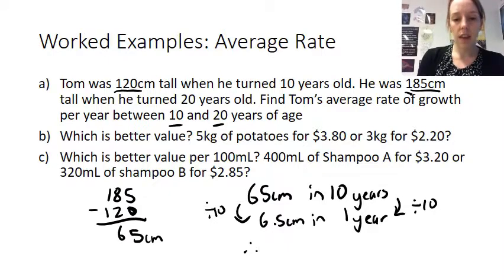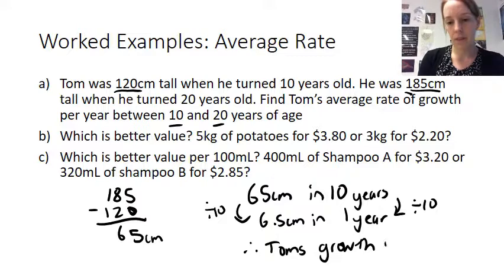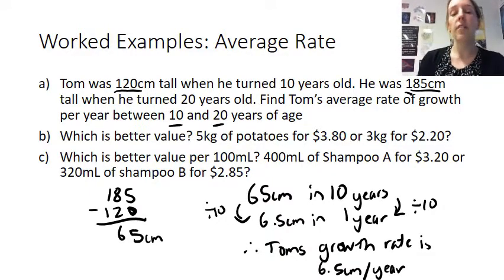So therefore, Tom's growth rate is 6.5 centimeters a year. So every year he's growing on average 6.5 centimeters. Okay, let's do B. I'll just clear the screen here.